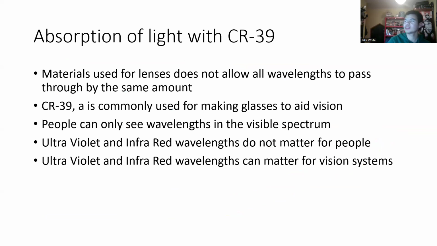So another issue with CO39 is that it absorbs some wavelengths of light. This material allows visible light to pass through easily. It's used for making glasses that people use to see, but what it doesn't allow much of is ultraviolet or infrared light to pass through. This doesn't matter for people because we don't see ultraviolet or infrared light, but it matters for classification of objects using vision systems, which do use or can use infrared and ultraviolet light.